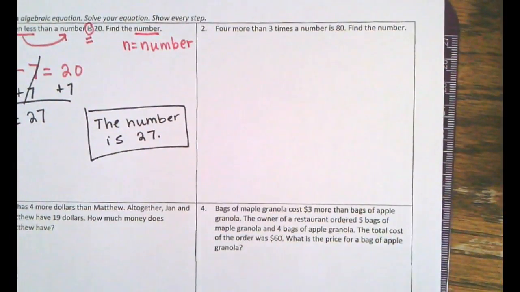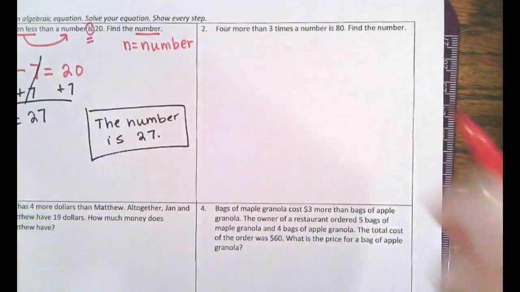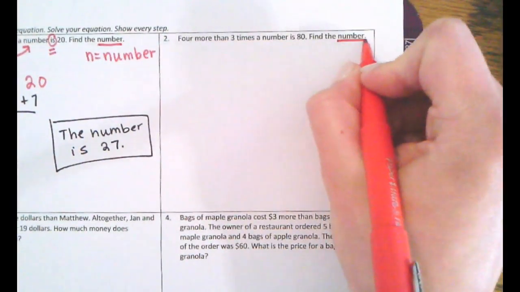Okay, similar to that, number 2 says 4 more than 3 times a number is 80. Find the number. If you would like to work this problem out on your own, go ahead and push pause. If not, I am going to work this problem out step by step. Okay, if you wanted to work it on your own, I hope you pushed pause, but I'm going to go ahead and work it now if you wanted to work it with me.